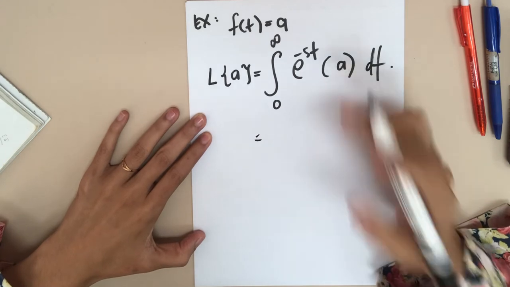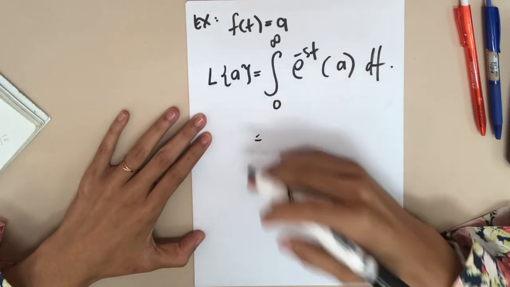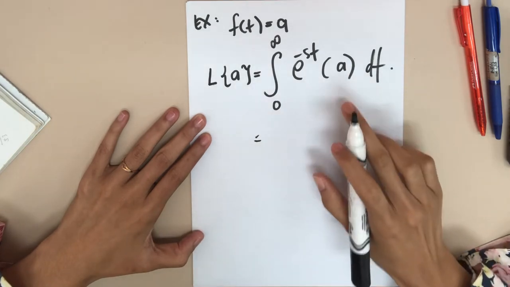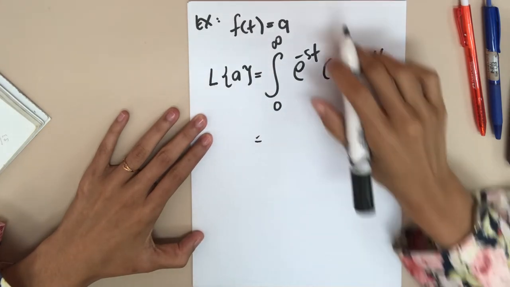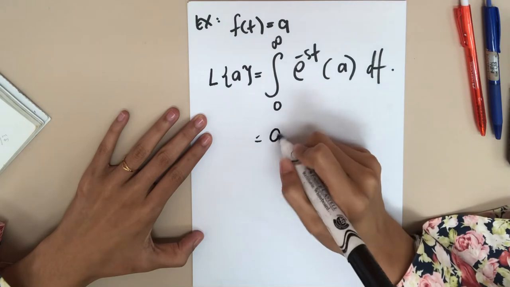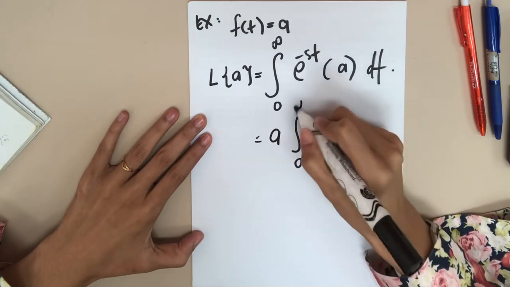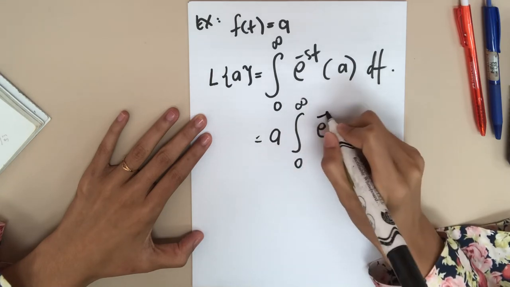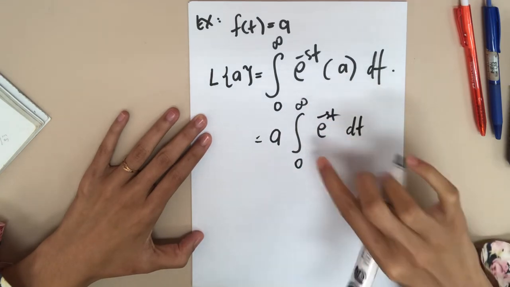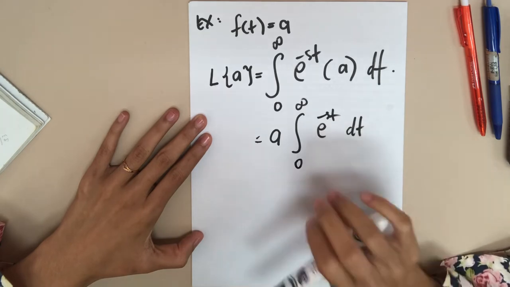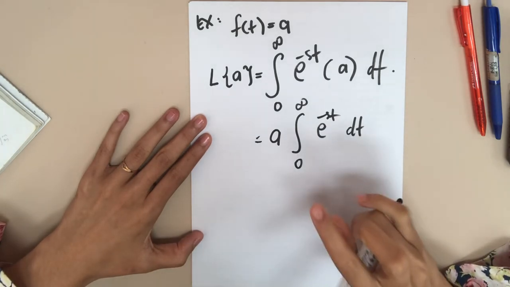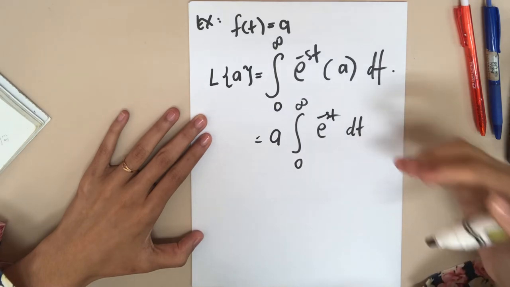So we know that integration of a constant doesn't affect it. So why not? We just take this a outside of the integral, because it's just a constant. So I take out a and I put it here. Inside here, I'm left with only exponential negative st. So exponential is not a constant, okay, class? Exponential is a function, a non-linear function.